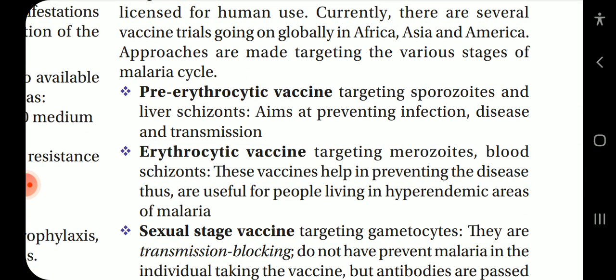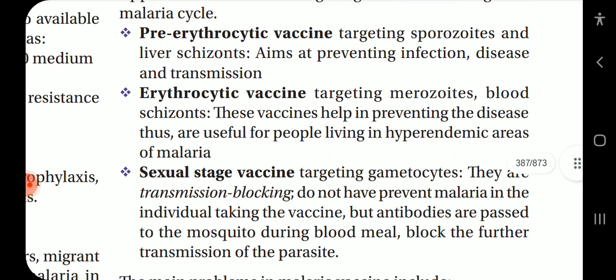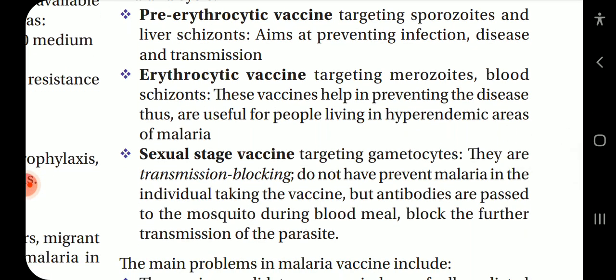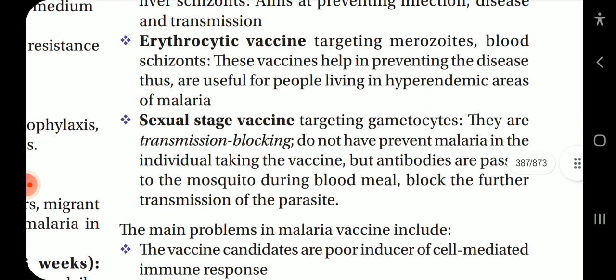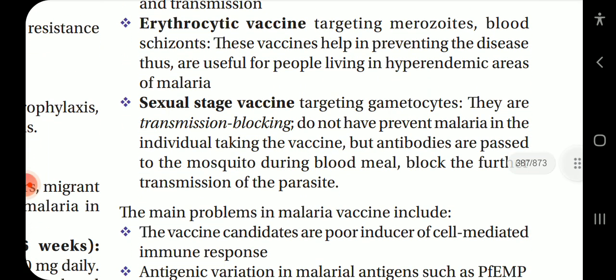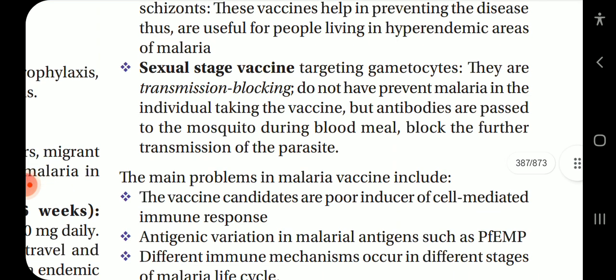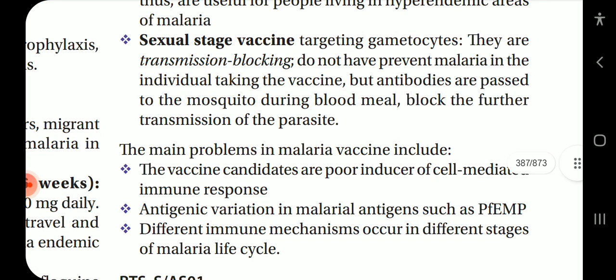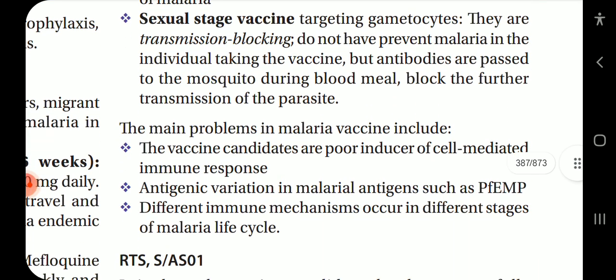Approaches are made for targeting the various stages of the malaria cycle. The pre-erythrocytic vaccine targets sporozoites and liver schizonts, aiming at preventing infection, disease, and transmission. The erythrocytic vaccine targets merozoites and blood schizonts. These vaccines help in preventing the disease, thus useful for people living in hyperendemic areas of malaria. The sexual cycle vaccine targets gametocytes.